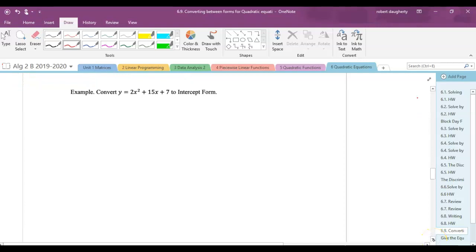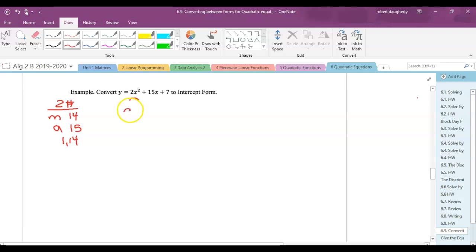How do we convert this one to intercept form? Okay, to convert to intercept form means to get it in what form? Factored. So here I need to look for two numbers that do what? What numbers multiply to 14 and add to 15? Yeah, 1 and 14. What do I do with those numbers? Yeah, this is not x plus 1, x plus 14. Why is that not correct? Yeah, because this is a 2x squared. So x plus 1 times x plus 14, that's going to be x squared plus 15x plus 14. That's not what I'm after here.